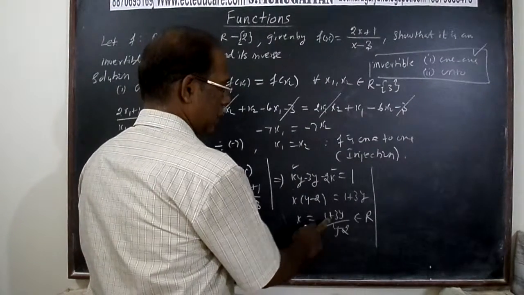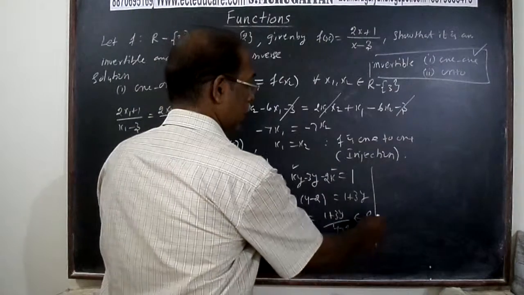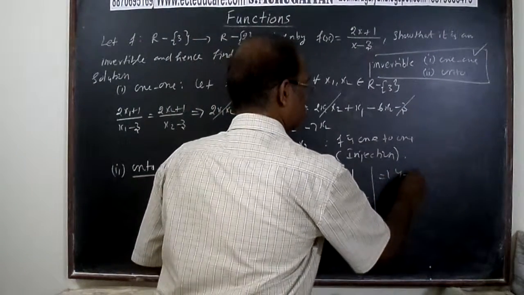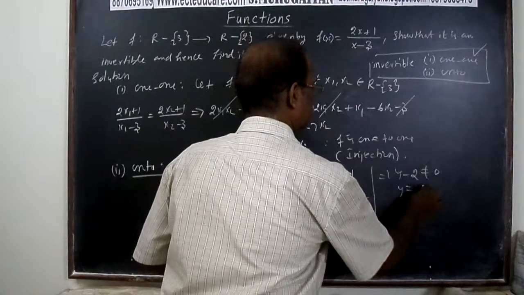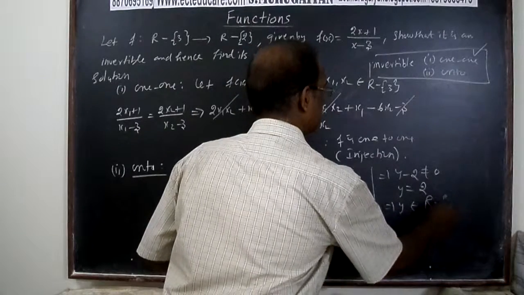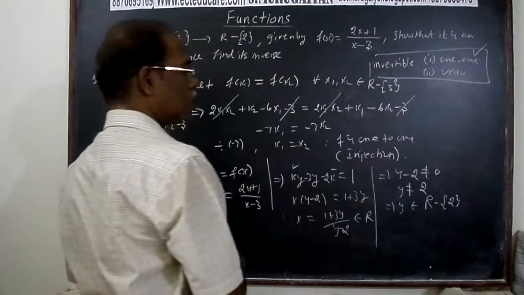So x equals (1 + 3y)/(y − 2) is a real number except 3, or overall real numbers, meaning y − 2 is other than 0. Y is not equal to 2. That means y will take all real numbers except 2.